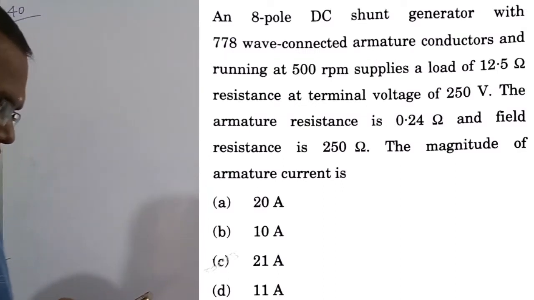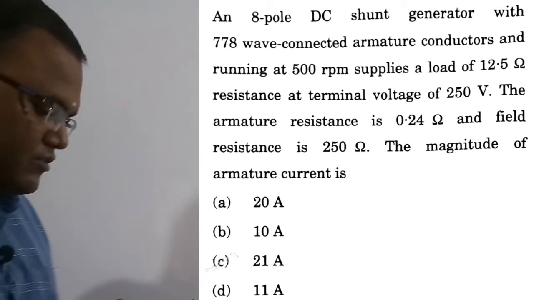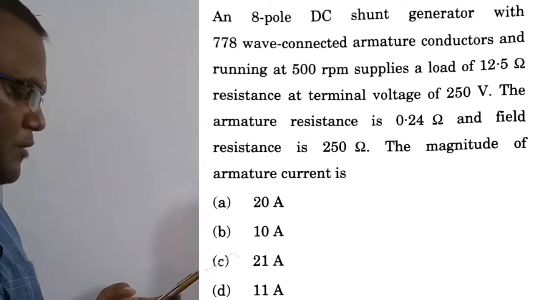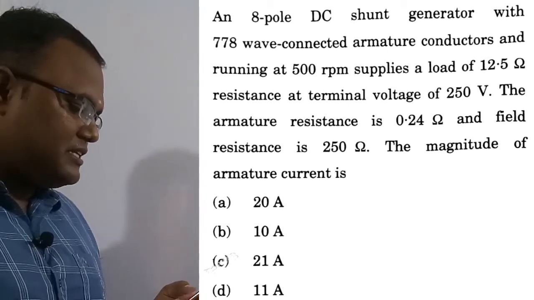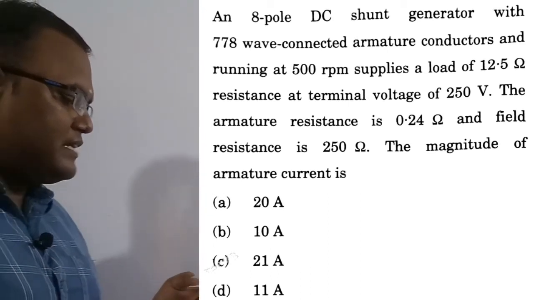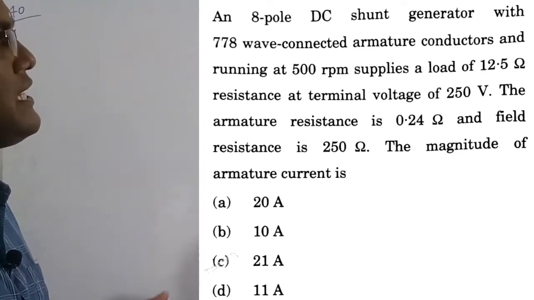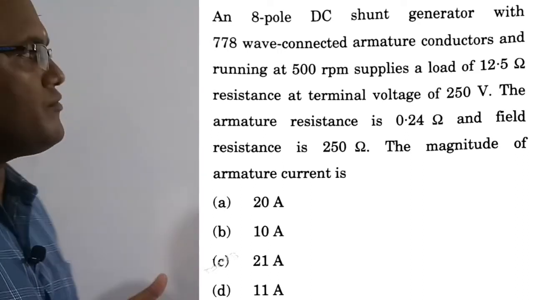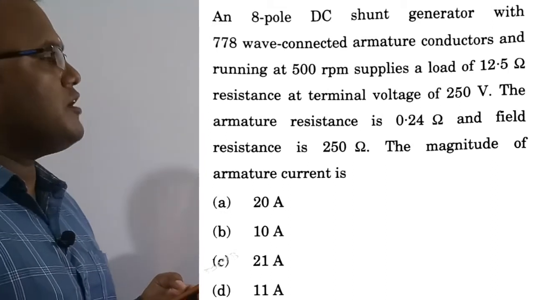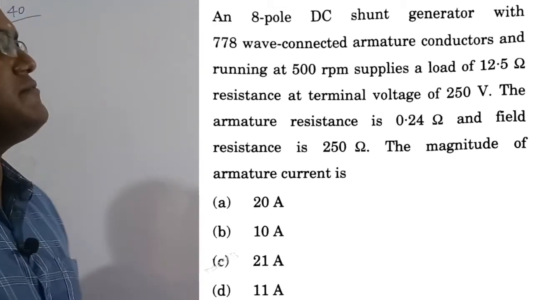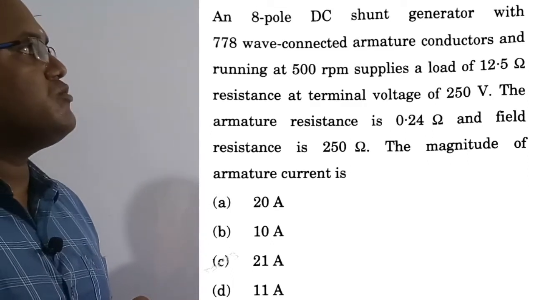An 8-pole DC shunt generator with 778 wave-connected armature conductors and running at 500 RPM supplies a load of 12.5 ohm resistance at a terminal voltage of 250 volt. The armature resistance is 0.24 ohm and the field resistance is 250 ohm. The magnitude of the armature current is. Based on this data, this is a DC generator machine. We have to find the magnitude of the armature current, the value of Ia. Option C, 21 ampere, is the correct solution of this question.